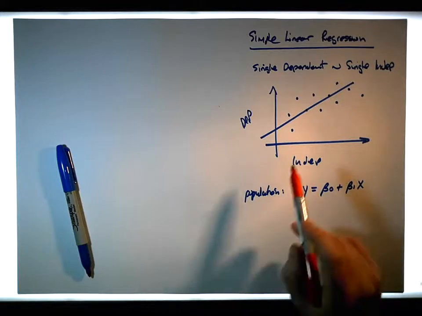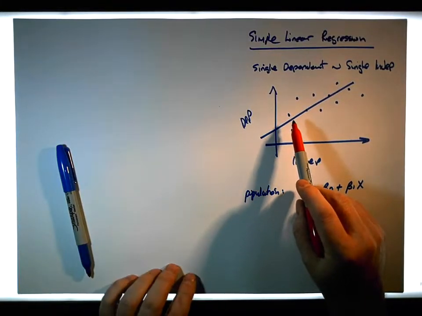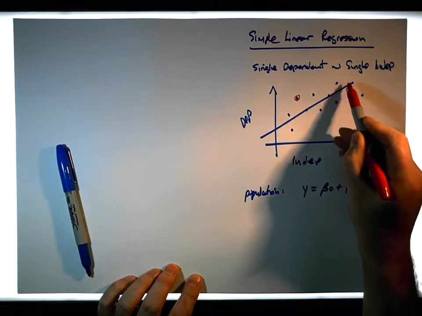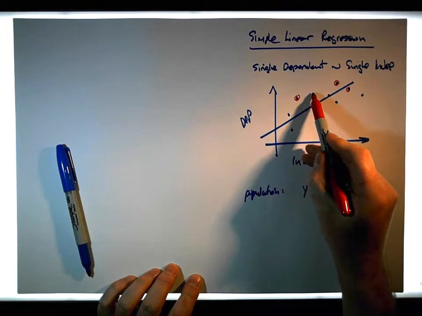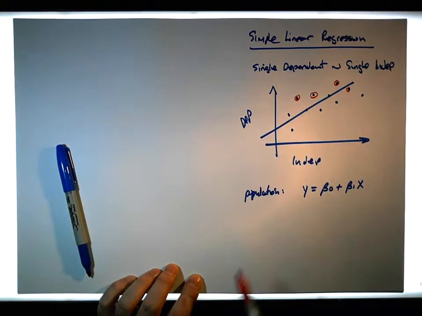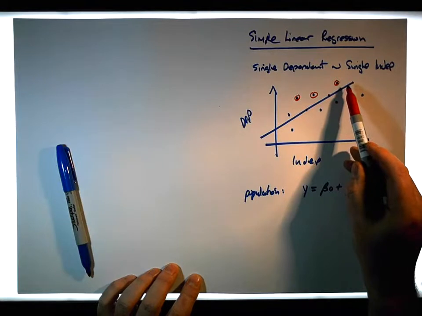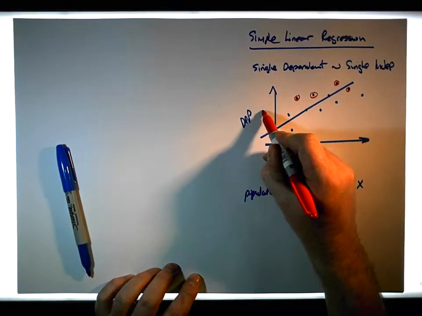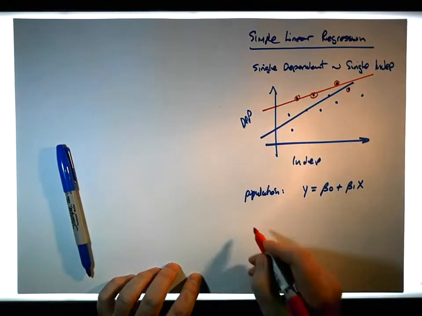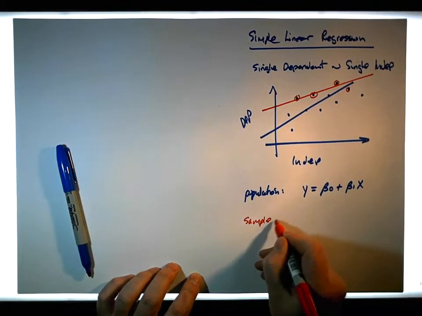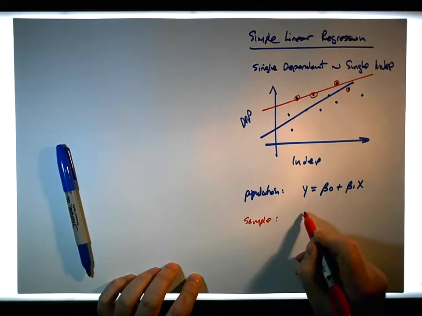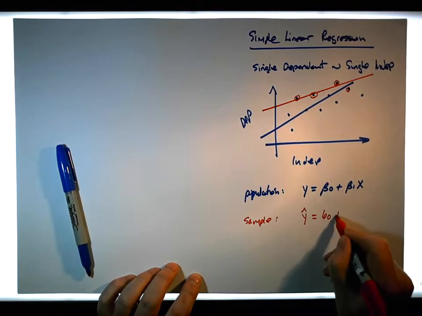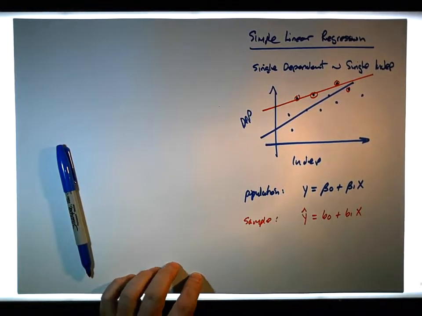What we recognize is that we never have the full population, and what we do is we randomly sample from it. So let's say we sampled here, here, and here. Based off that sample, we could estimate a line of best fit. In this case, maybe the line of best fit looks like that. From the sample perspective, the line of best fit is y-hat, the estimated value, equal to b0 plus b1 times x observations.